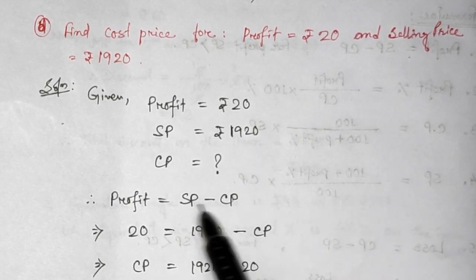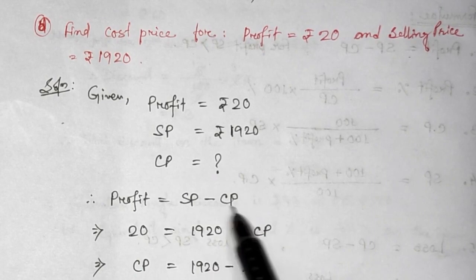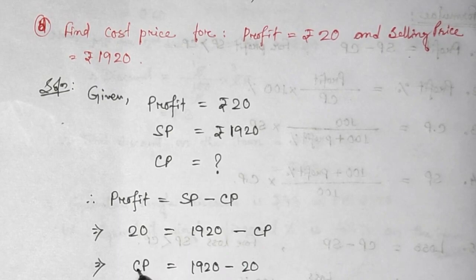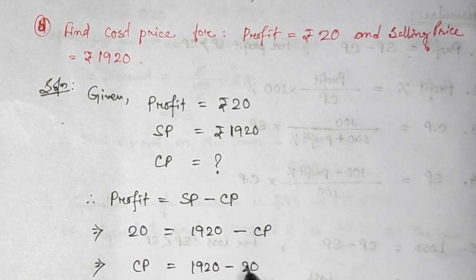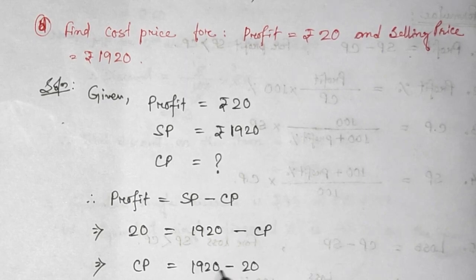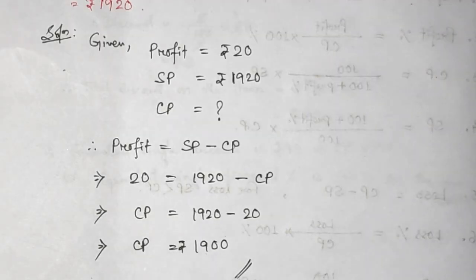So change the side of CP. If you change the side, then the sign of this CP will be plus. So CP equal to 1920 on the right-hand side, and you have to change the side of this 20 also. If you change the side of 20, then the sign will be minus. So 1920 minus 20, that is 1900. So CP equal to 1900 rupees. Similarly you can do B, C and E.